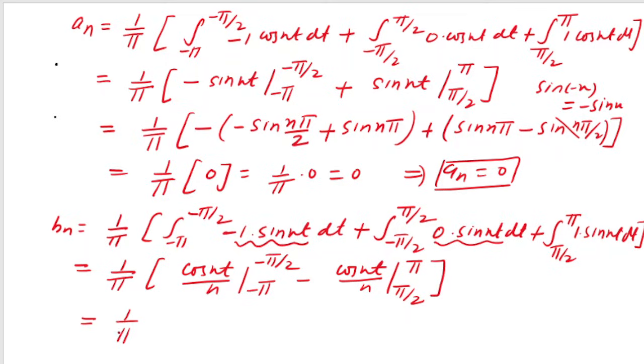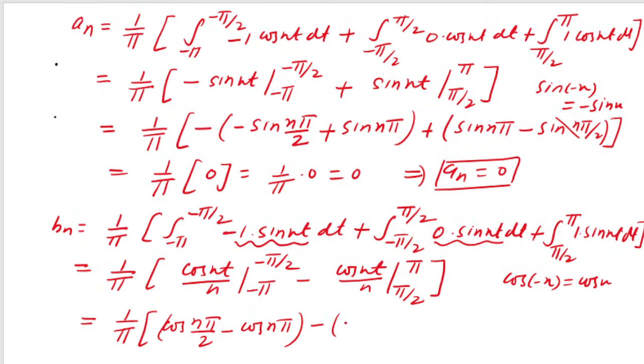So 1 by pi, cos minus x is equal to cos x, so that is what we are using here. If I put minus pi by 2, I will get cos n pi by 2, and if I put minus pi, I will get cos n pi, right? So this is the first part, and in the second, if I put cos n pi, I will get n pi and minus cos n into pi by 2.